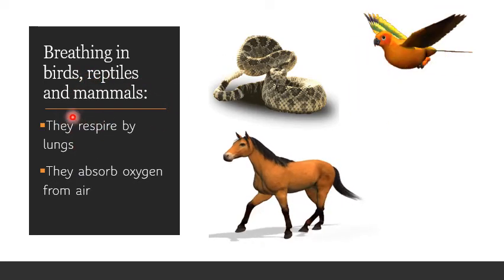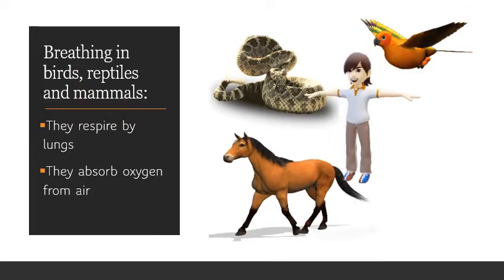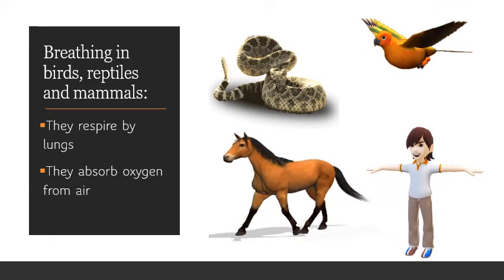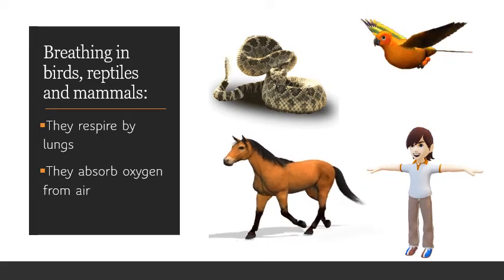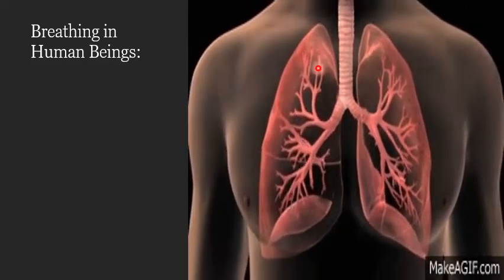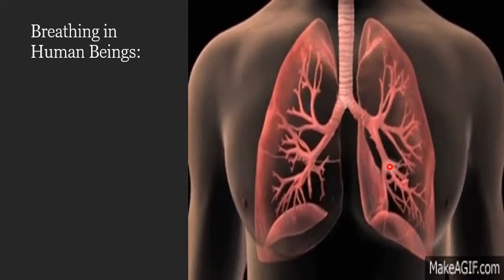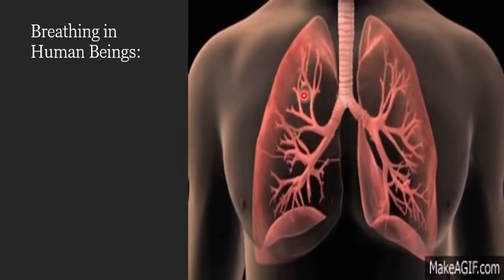The example which we are going to take for understanding breathing in detail is the example of a mammal, and that is the human being. We are also mammals, and we are going to discuss breathing in human beings in detail. So let's start breathing in human beings. As you can see in this animated picture, there are pouch-like or bag-like structures in our chest cavity. These are known as lungs.